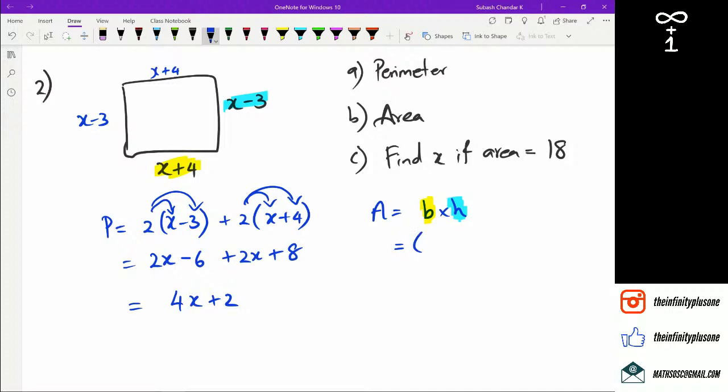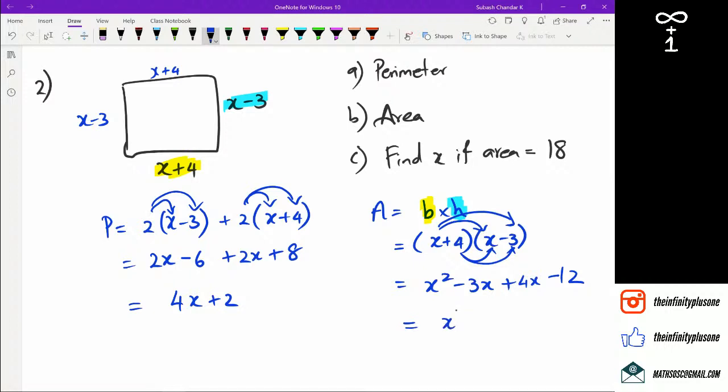So we're going to expand, put those two numbers in. So x plus 4 multiplied by x minus 3. Expand the brackets. So we've got x times x, which is x squared. x times minus 3 is negative 3x. 4 times x is 4x. And finally, 4 times negative 3 is negative 12. All right, so once we get all of that, what we then have to do is simplify it. So we're going to get x squared plus 1x minus 12.